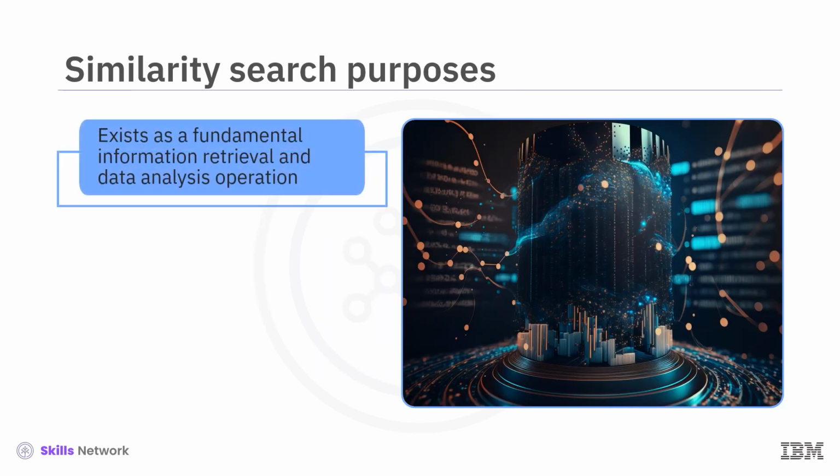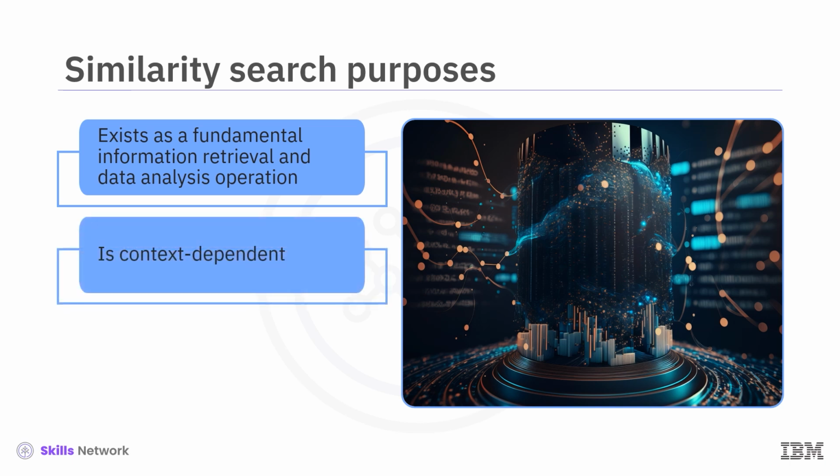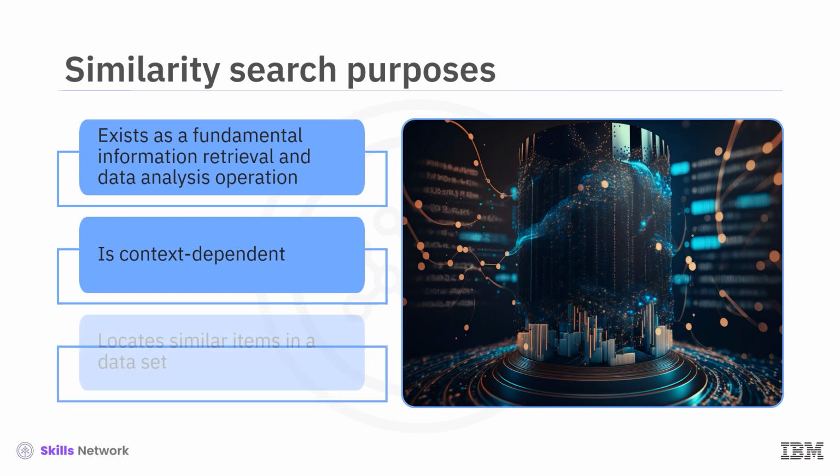Similarity search exists as a fundamental operation in information retrieval and data analysis. The concept of similarity is context-dependent and can vary based on the data type and application domain. You can use similarity search to locate items in a dataset similar to a given reference or queried item.